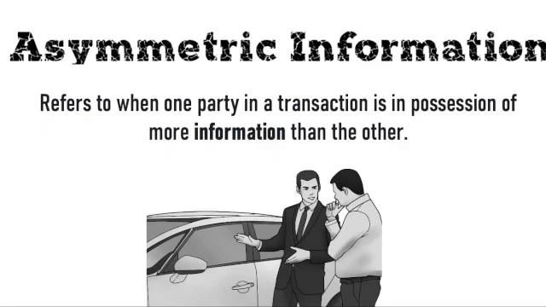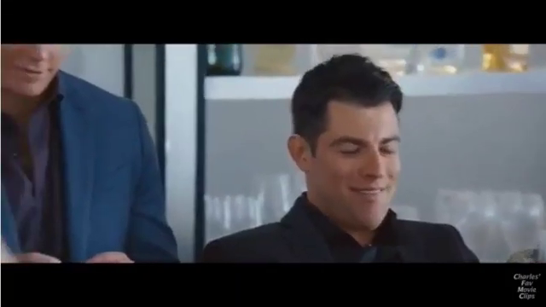Before I do anything, I'm just going to show you a clip from one of my favourite films, The Big Short, where it looks at this concept of asymmetric information, where there's a mortgage broker who has more information about the product that they are selling to their customers.